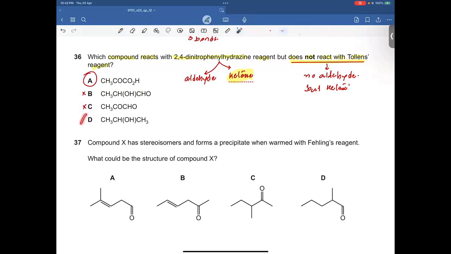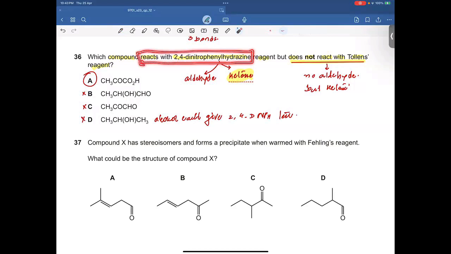Alcohol, option D, is also incorrect because alcohol cannot give the 2,4-DNPH test. Alcohol cannot react with 2,4-DNPH. So this information suggests that it might be an aldehyde or ketone, but the Tollens test confirms that it is not an aldehyde, but certainly a ketone, which is why A is going to be the right answer.